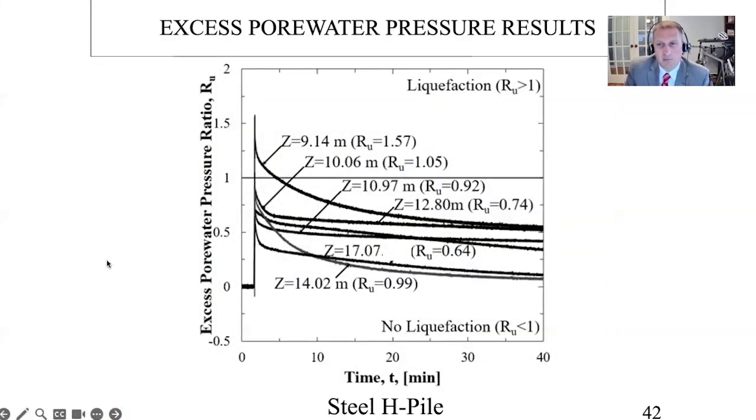For excess pore water pressure, we were able to liquefy at depths of 9, 10, and up to 11 meters. And so we got the zone of interest. Most of these spiked either right at 1 or very close to 1. A couple of them went over 1, even down to 14 meters. And so we got the zone that we were interested in.